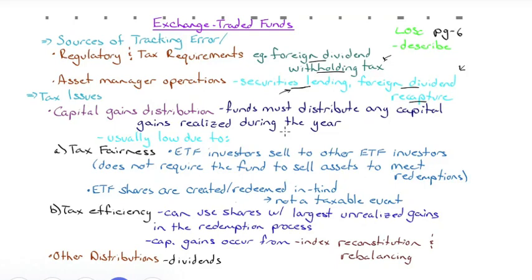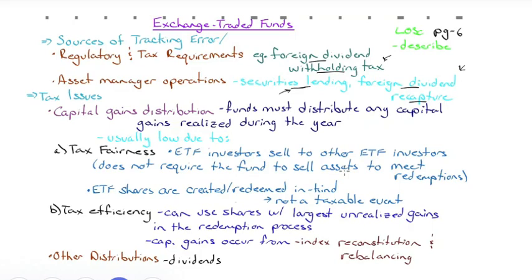ETFs do the same thing. At the end of the year, you get a report from your ETF holdings saying how much of your returns were capital gains that you have to claim. But it's usually very, very low for a couple of reasons. Number one, tax fairness. ETF investors sell to other ETF investors. It does not require the fund to sell assets to meet redemptions. So you have a lower turnover in the fund simply because if you're trying to sell your shares, you just sell them to somebody else.